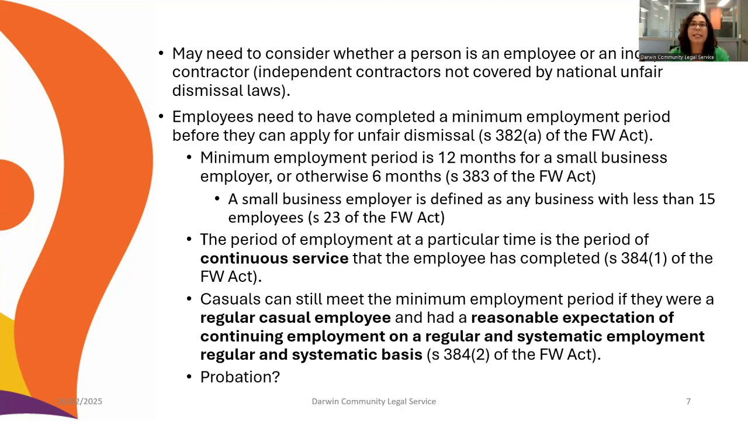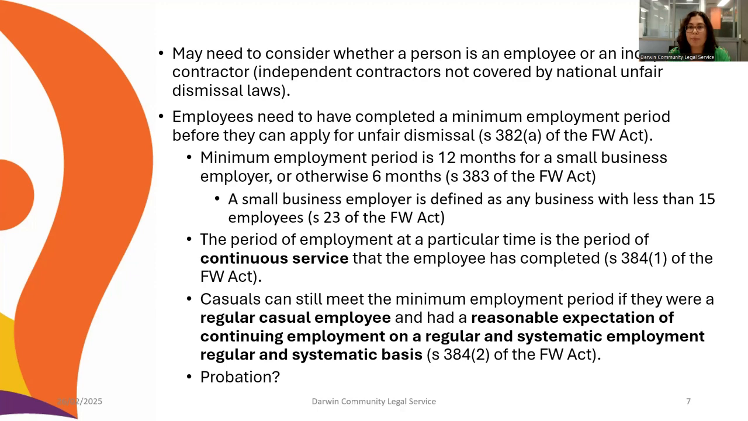The next one is the minimum employment period. A person needs to have completed a minimum period of employment with their employer before they can apply for unfair dismissal, make their claim. Not all periods of employment are continuous service, so not everything counts. For small businesses, the minimum employment period is 12 months. For everybody else, it's 6 months.